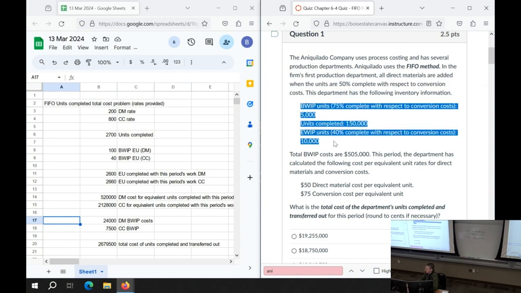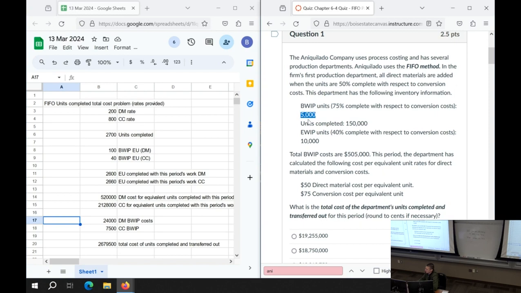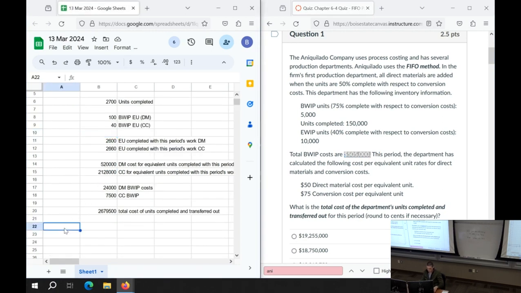And then here we have our information, formatted slightly differently: beginning units, ending units, units completed. I didn't bold this, but sometimes I do, because sometimes in this slot you might be expecting units started, and you have to fill it in. I give you units completed right here. And then I gave you just total beginning WIP costs. I didn't break it out by direct materials and conversion costs. So let's do FIFO, total cost, beginning WIP types together.